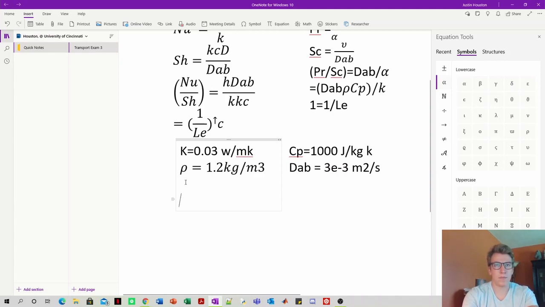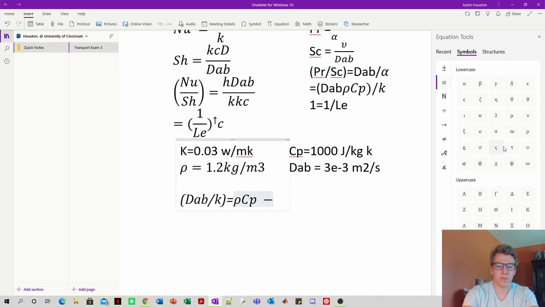We can then say that we can take DAB, the diffusion coefficient, all over K, and we know that that is going to be equal to rho Cp there, based off of this relationship. And then this leads us to know, kind of like an arrow there, that we're forming this from the Nusselt Sherwood as well. Took the DAB over K and then also the H over Kc here.